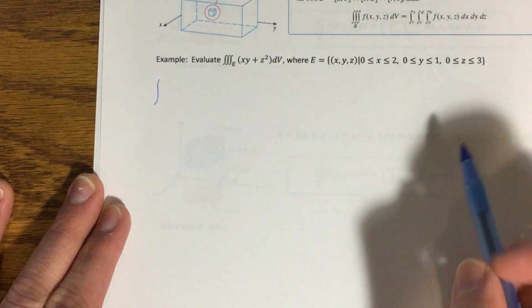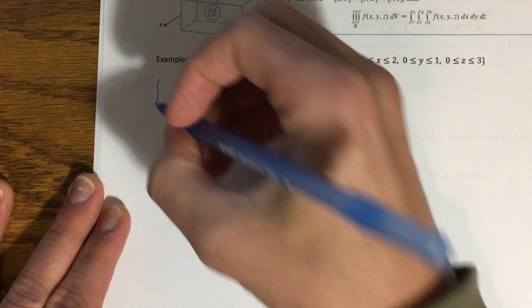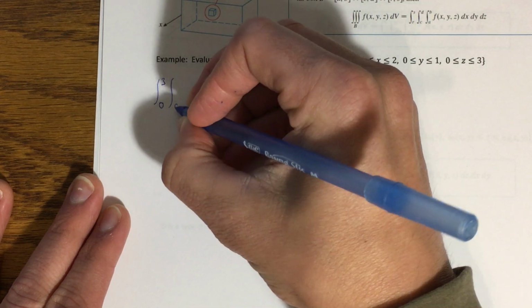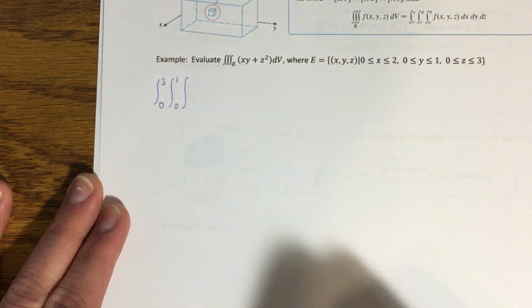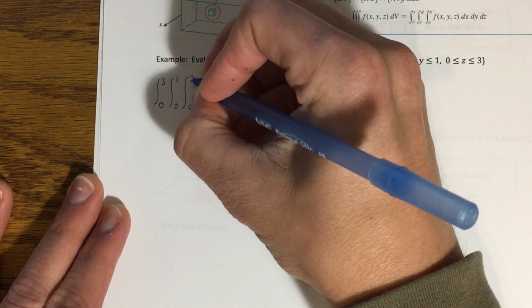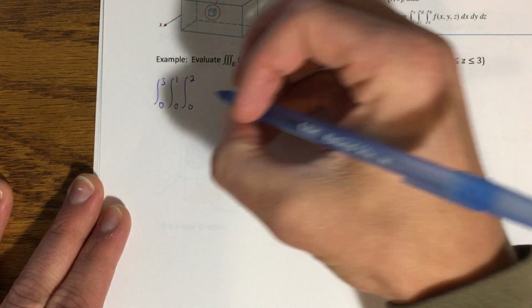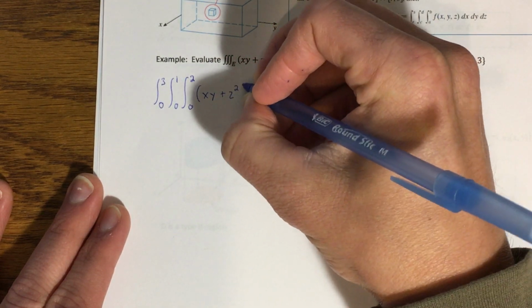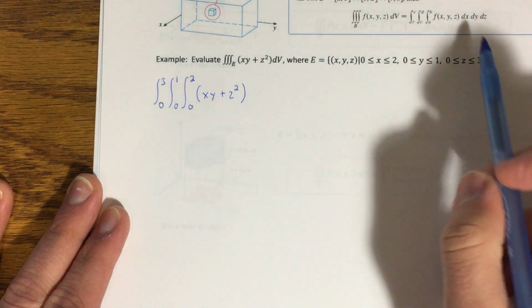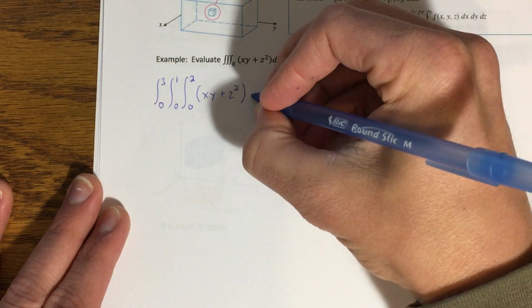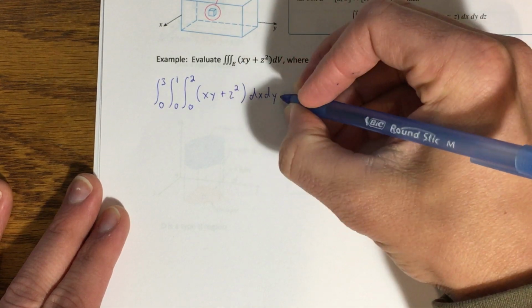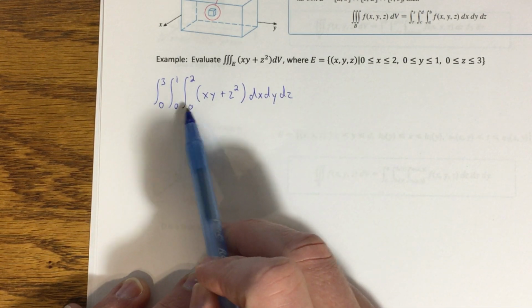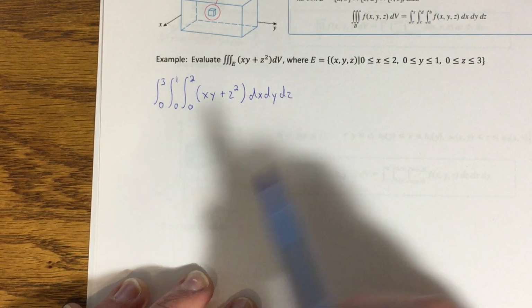That means my outer integral will use the limits from my z, 0 to 3, followed by my y, 0 to 1, followed by my x, 0 to 2. Okay, and then the function looks like xy plus z squared. And the dV is going to split up into dx, dy, dz. Again, that order can be changed up, but if you change the order of your dx, dy, and dz, you have to also change the order of these integrals here to match that.